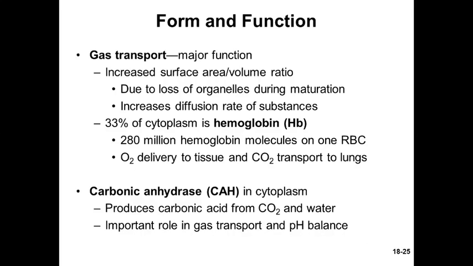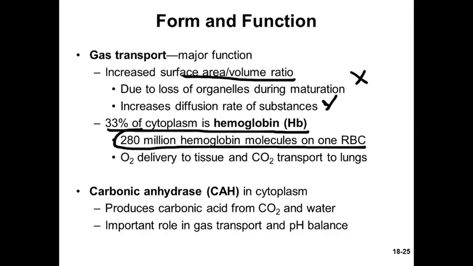Again, the major job of the red blood cell is to transport gases, to give the cell an increased surface area. Then again, there are no organelles, and there's a tremendous rate of diffusion across the membrane of these cells. 33% of the cytoplasm of a red blood cell is filled with hemoglobin, this protein. And there are 280 million hemoglobin molecules in each red blood cell.